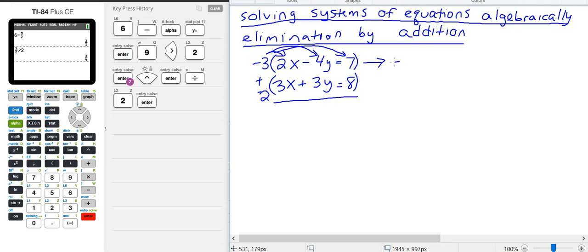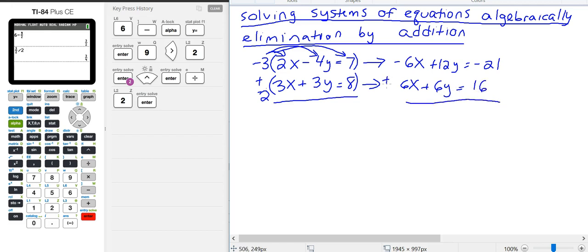Because if we multiply the same thing by every term in the equation, we aren't changing the value. Negative 3 times 2x is negative 6x. Negative 3 times negative 4y is positive 12y. Negative 3 times 7 is negative 21. And the other one, 2 times 3x is 6x. 2 times 3y is 6y. 2 times 8 is 16. Now when we add these two equations, the x's fall out. Negative 6x plus 6x is 0. 12y plus 6y is 18y. Negative 21 plus 16 is negative 5.